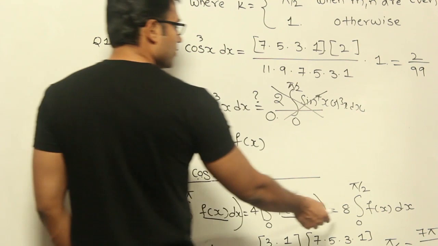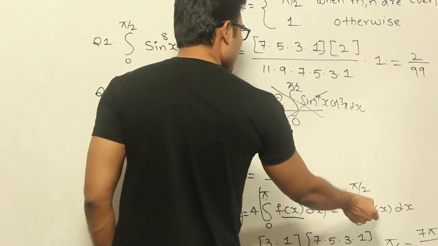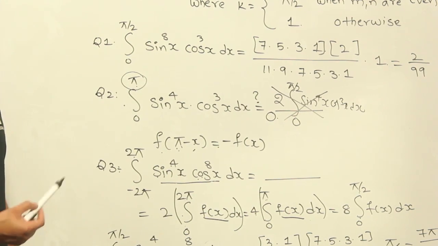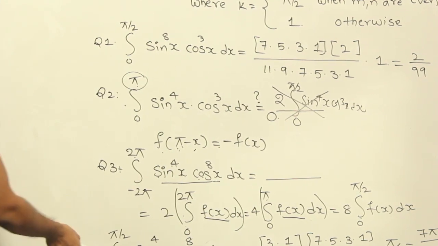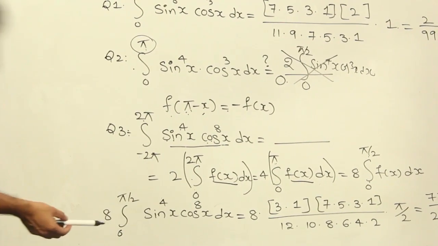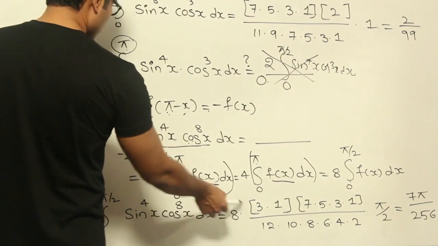So it is going to be 8 into integral 0 to pi by 2 f of x dx. Now finally we got it in a form we need. What is the form? 0 to pi by 2 sine power mx into cos power nx. Now it can easily be written as 8 into, so why 8?